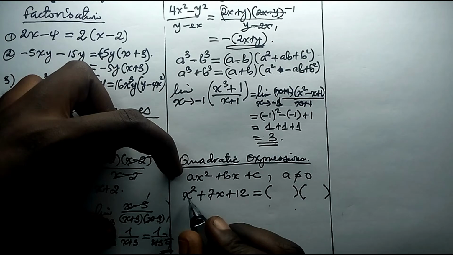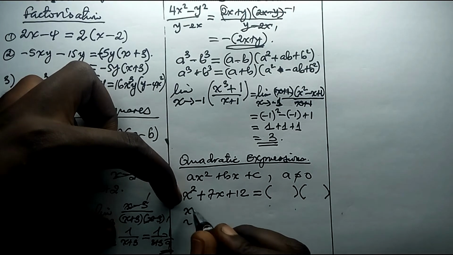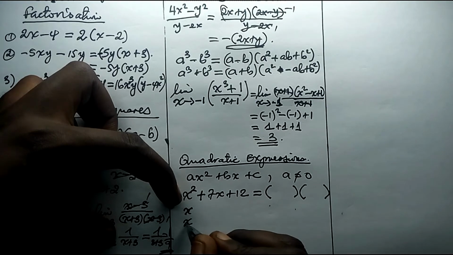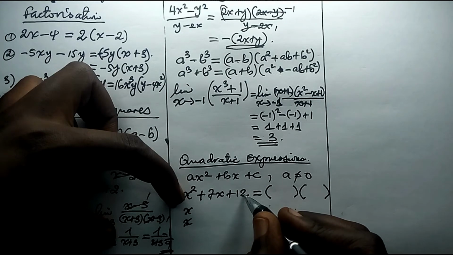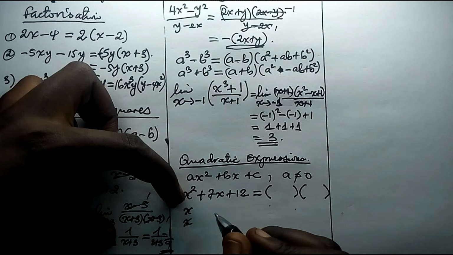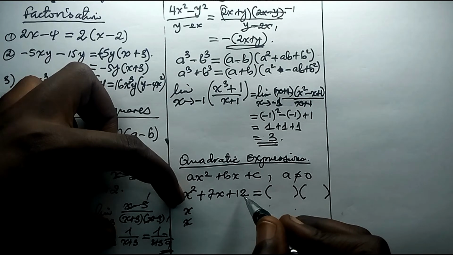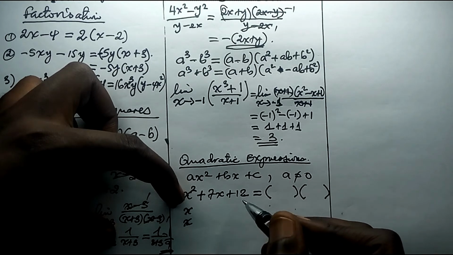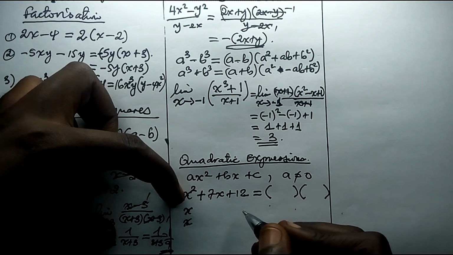In rough work, I will break down the first term, x squared, into x and x. So x times x gives me x squared. And I will go to the last term, the constant term, and look for any two factors. I know there are quite a good number of factors that could multiply to give 12. For instance, we have 3 and 4, 2 and 6, and then 1 and 12.